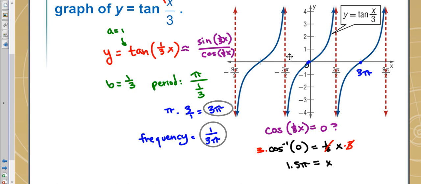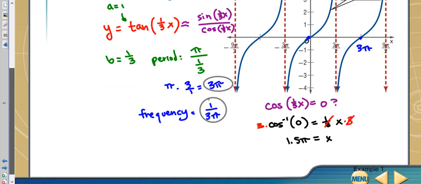And then you could calculate, oh, there's a difference of 3 pi, so the next one would occur 3 pi later. Or you could look at this period that we already found. If one occurs at 1.5 pi, then the next would occur every period. So you just keep adding 3 pi to that.